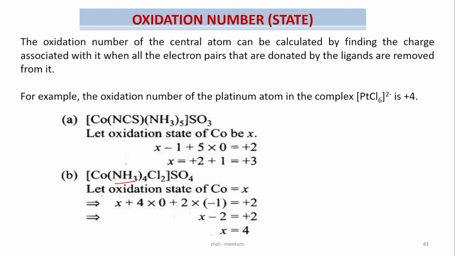Similarly, in this case, the contribution by ammonia is 0, so 4 into 0, you can directly write 0. For cobalt, I am writing X. Plus 4 times the contribution by ammonia, which is 0, plus 2 times chlorine. The charge on chlorine is -1, equal to, again, SO4 is 2 minus, so this complex will have 2 plus, equal to plus 2. So when I write it, 4 into 0 is 0, 2 minus 2 is -2, so this will be plus 2. So X will come out to be plus 4. That is the oxidation number on this particular cobalt atom.